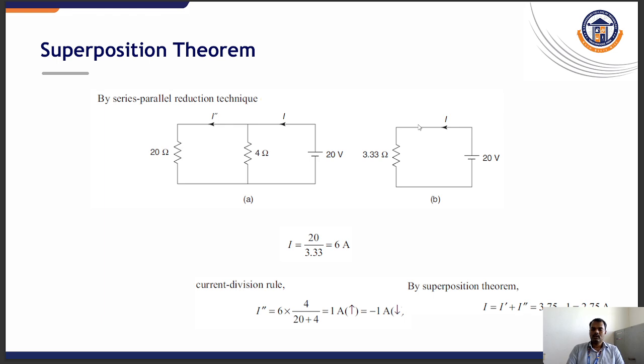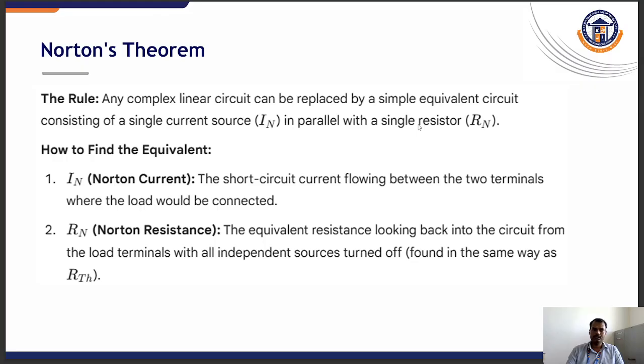So thus the current flowing is found out, but we are finding it in a different way. We are using only one source to find one current value, and then we will be using another source to find another current value, and then finally we are adding them. So this is about the superposition theorem.